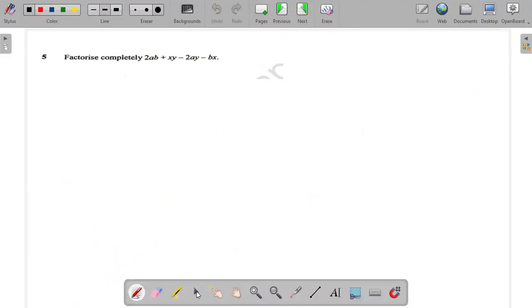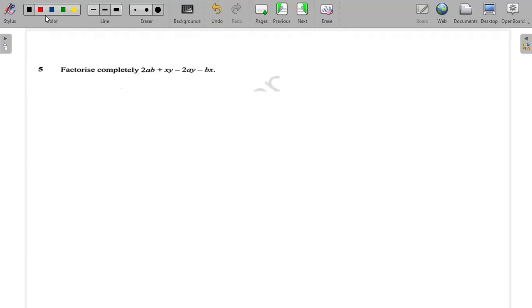Okay, so let's go to question number 5. So let me bring it down there. Question number 5 says factorize completely. So we're having 2ab. When you are factorizing, remember to always have like terms or things that have common items together, isn't it? So if you look at 2ab and xy, there's nothing common there. But if you look at 2ab and 2ay, a is common there, isn't it?